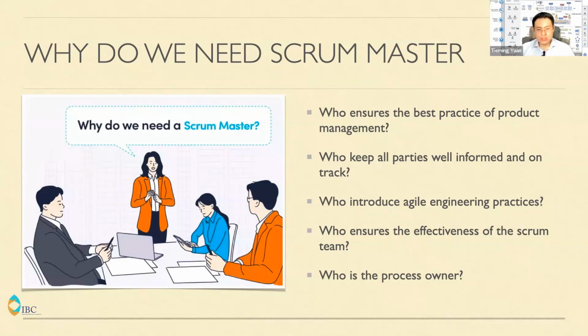And who introduced agile engineering practice? For example, user stories, acceptance criteria, features, epics, and who ensures the effectiveness of the Scrum team? So when people ask you, can product owners and Scrum Masters be the same person? You should be able to decisively say no, because there will be a conflict of interest. The product owner owns the product, but the Scrum Master owns the process. So there are different job scopes, different responsibilities, and different priorities.